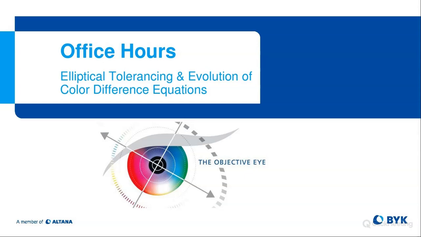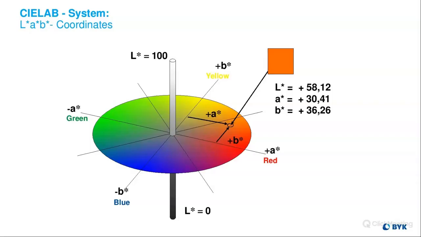Excellent. So like you spoke of before, today we'll talk about elliptical tolerancing and specifically the evolution of color difference equations. To give everybody some background, this is the CIE Lab system. It's essentially just a way to have coordinates for every color that exists. It's a three-dimensional system.